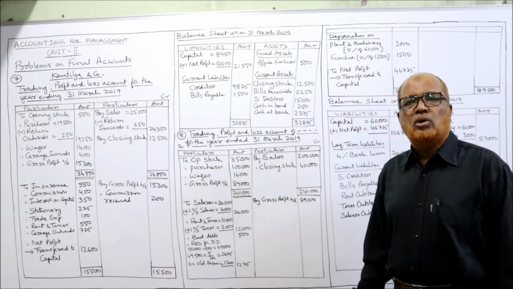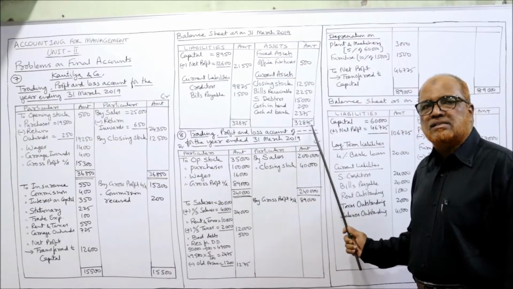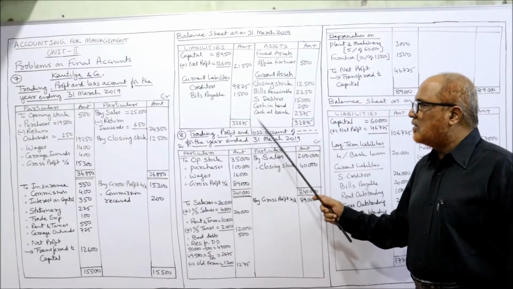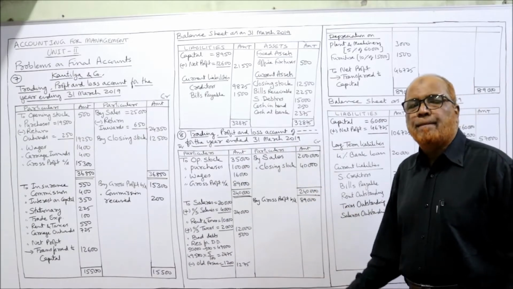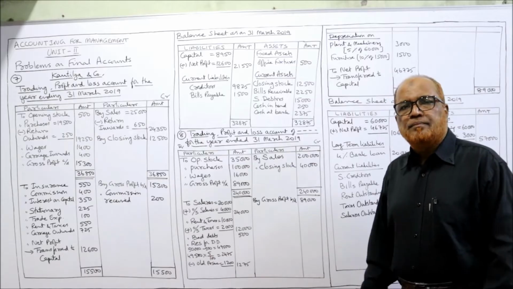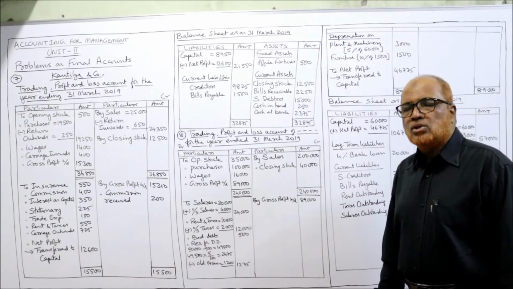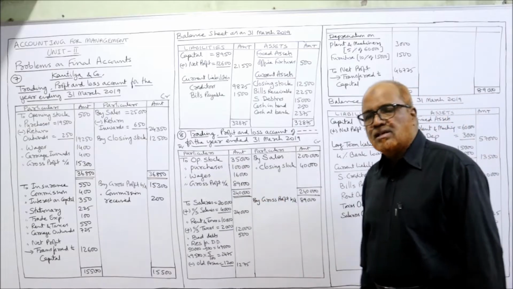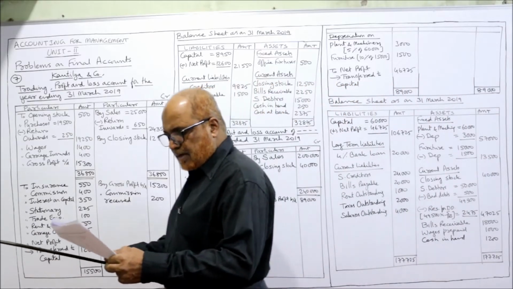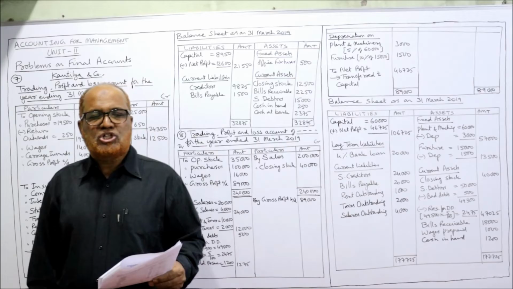Now you find out the total on the liabilities side and the total on the asset side. We got 32,875, here also 32,875. The balance sheet is tallied. That means we have prepared the balance sheet correctly. So this is the end of problem number 7. Now I am going to explain problem number 8.